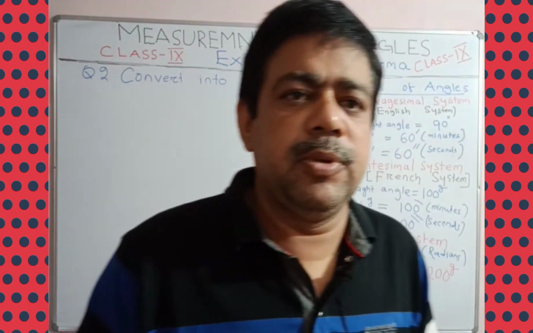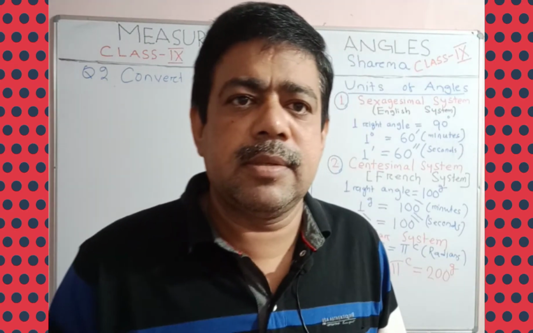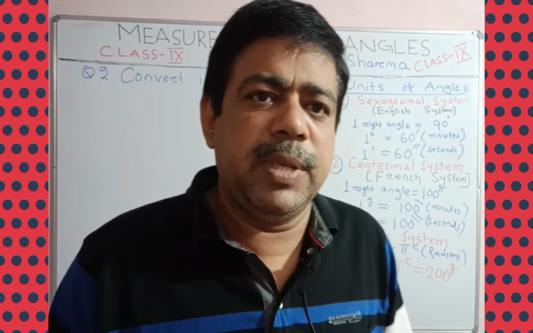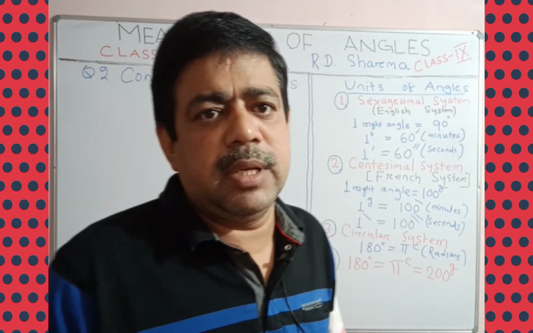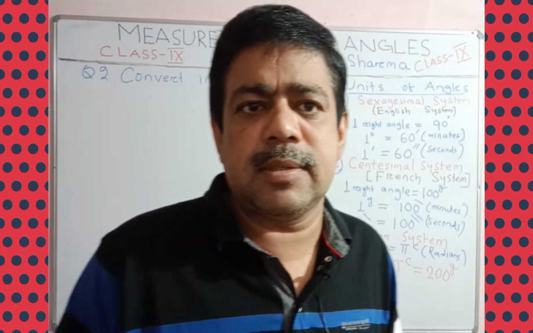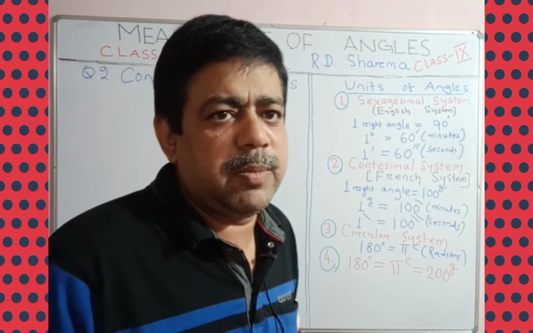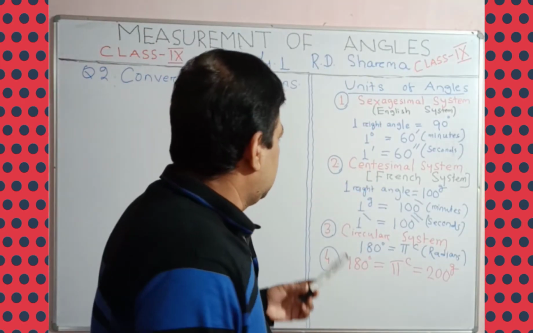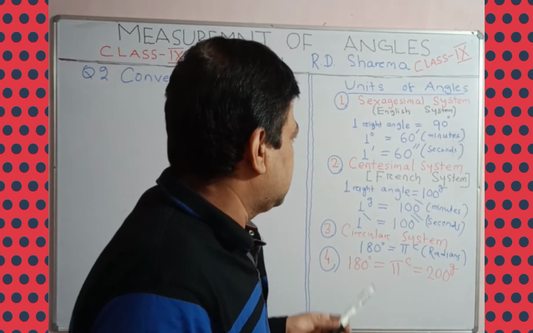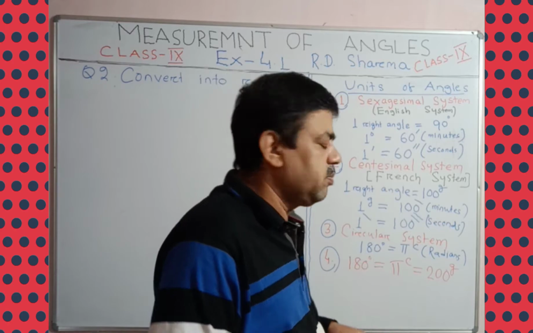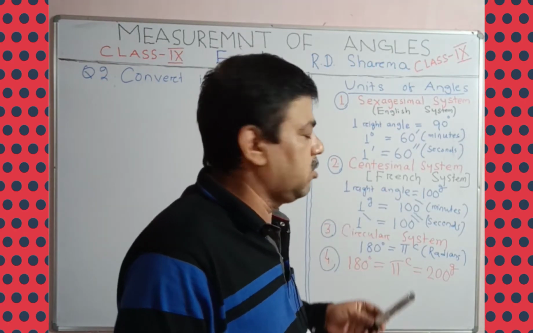Okay, students, all of you know we are discussing class 11 mathematics, trigonometry, measurement of angles. We are discussing the relationship between the three systems of measurement of angles, which we already discussed in the previous class. The three systems are the sexagesimal system, the English system, the centesimal system, the French system, and the circular system. In the sexagesimal system, one right angle is equal to 90 degree.